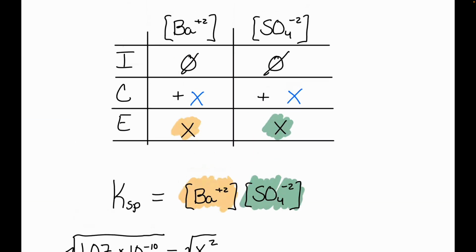Say it again. I don't know what you're saying. Let me see. Yeah, it was 1.07 times 10 to the negative 10. Yeah, you did 10 to the negative 11? 10 to the negative 10.